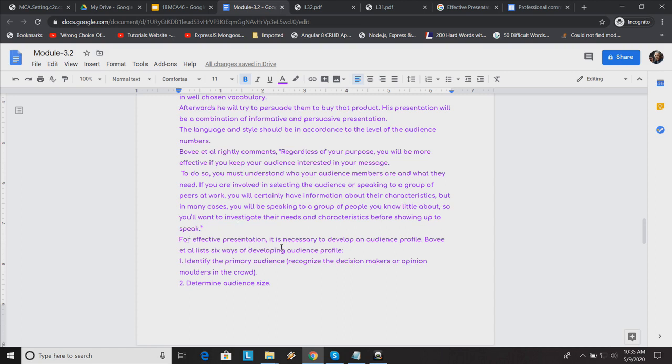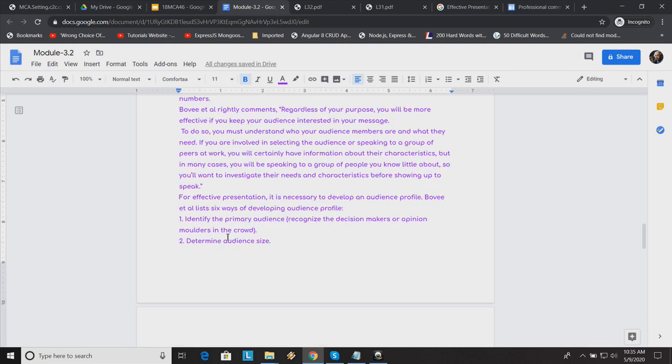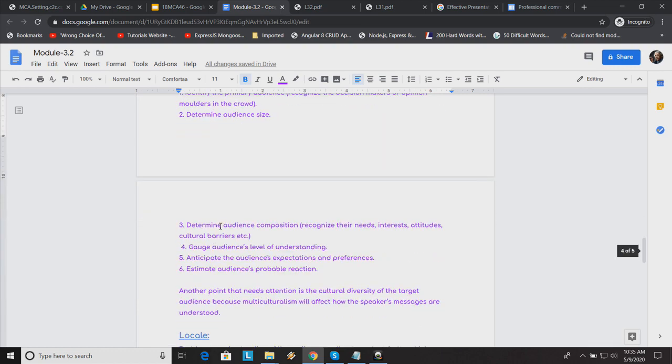For an effective presentation, it's necessary to develop an audience profile. Bowie has described six ways of developing an audience profile. The first is to identify the primary audience, that is, recognize the decision makers or opinion molders in the crowd. Second, determine audience size. Third, determine audience composition, recognizing their needs, interests, attitudes, cultural barriers, etc. Fourth, gauge the audience's level of understanding. Fifth, anticipate the audience's expectations and preferences, and sixth, estimate the audience's probable reactions.